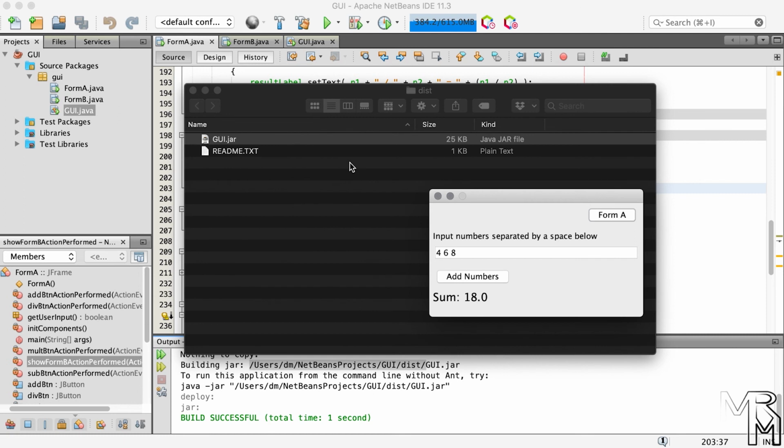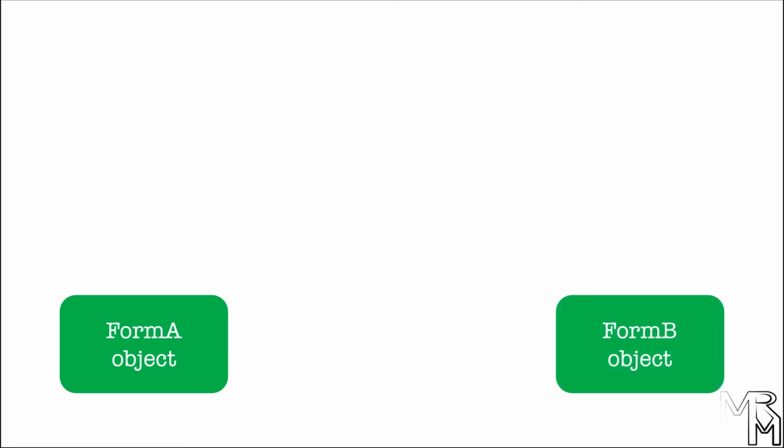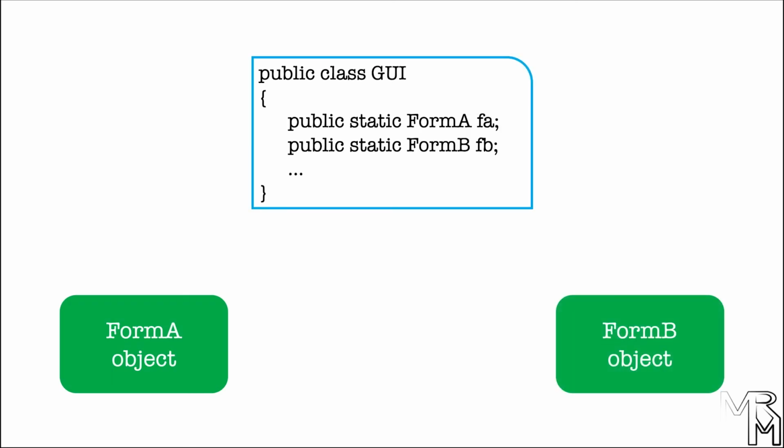Before we wrap up this video, let's take a look at what we did to put the two forms together into one app. We have our Form A and Form B classes instantiated inside the main method of the GUI class. Why did we choose the GUI class for this? Because currently its main method serves as the entry point to our program. In other words, by instantiating Form A and Form B classes inside the GUI class, we make sure that the forms are created at the very start of the program.